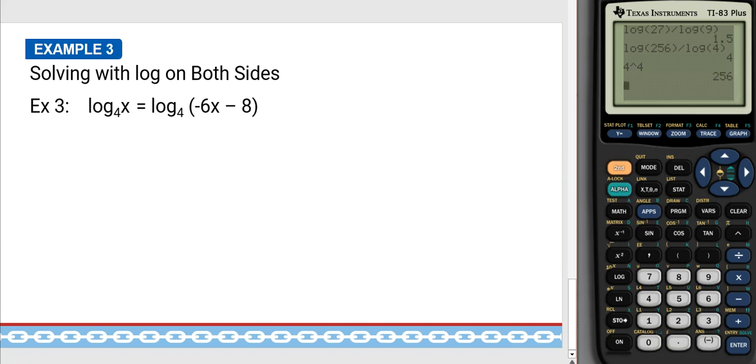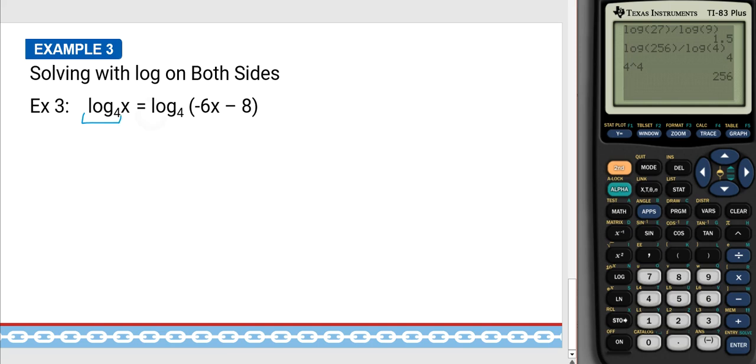My last example here, I have log base 4 of x equals log base 4 of the quantity negative 6x minus 8. What we can do here, because we have a log on both sides, we cannot just change the form. We also do not have anything that we can evaluate, because over here on the left side, right, I have log base 4 of x. I don't know what x is, so I cannot evaluate it on the calculator. On the right side, same thing, right? I have the minus 6x minus 8 in the parentheses, so I cannot evaluate that.